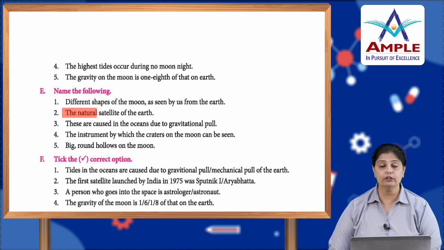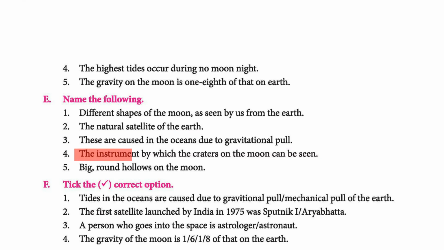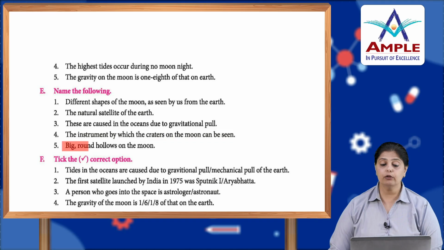Different shapes of the moon as seen by us from the earth are called phases. The natural satellite of the earth is the moon. These are caused in the oceans due to gravitational pull. Those are the tides. The instrument by which the craters on the moon can be seen is the telescope, and big round hollows on the moon are called the craters.